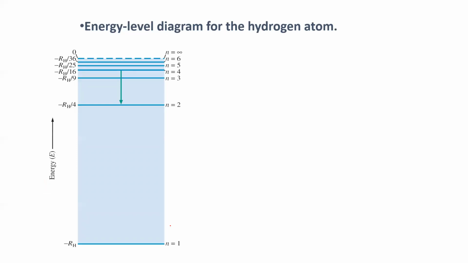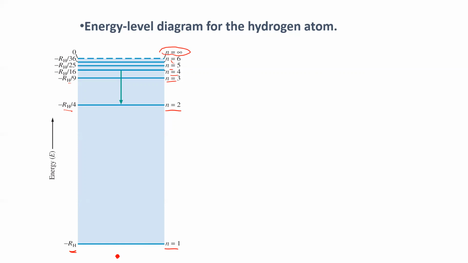So you might see in your book this example where they show negative RH, and then negative RH over 4, negative RH over 9. What this is showing you is the energy levels. And here's my nucleus. The first orbit where electrons are located would be N1. Further away is N2, further away is N3, and 4, 5, 6. Eventually, you would reach N infinity. And what N infinity represents is when you're actually removing an electron.